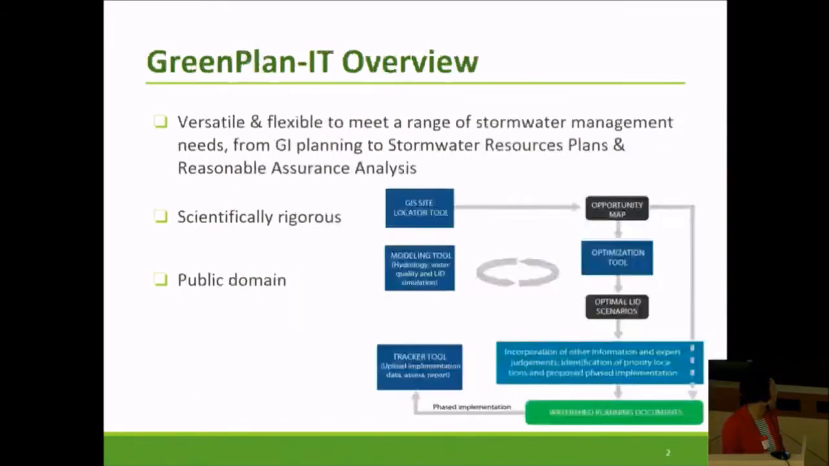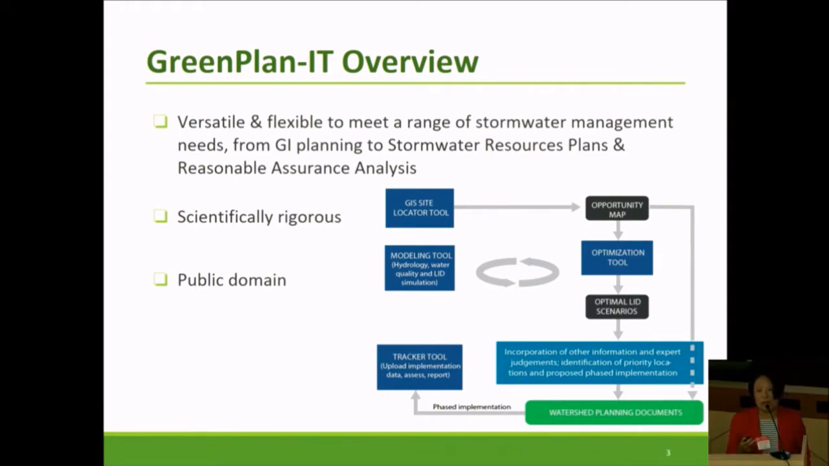So to meet this need, four years ago we got a Prop 84 funding, and that was our Phase 1 development. So we started to develop this tool. The tool has four components which are standalone. Each can be used individually or combined together. So there's a GIS site locator tool, which is basically a series of GIS analyses to help you identify and prioritize project sites.